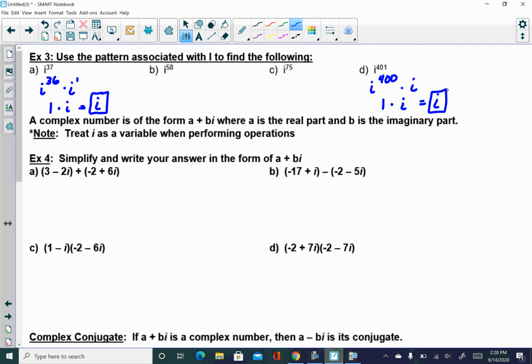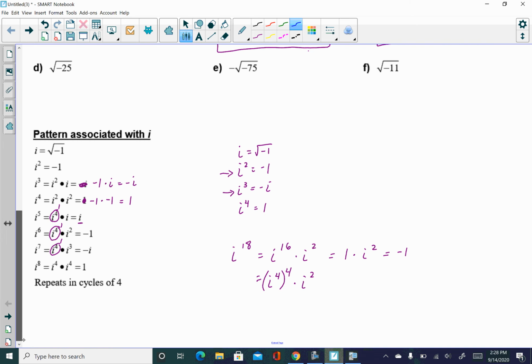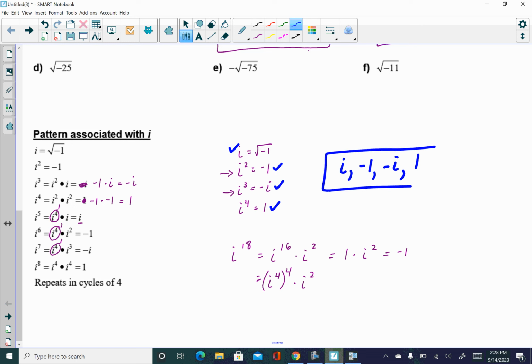All of your answers to these problems will either be I, -1, -I, or +1. Okay. And if I go back on the previous page, you can probably see it better, more in concrete terms. Back over here, you can see that your answers are either going to be I, -1, -I, or +1. Those are your 4 possible answers.